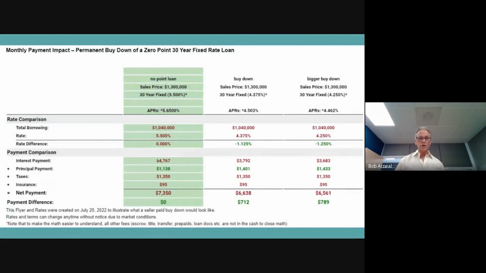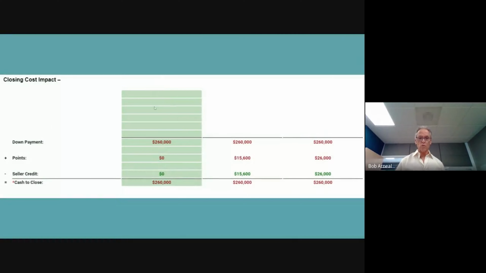So I want you to note this is column one, column two, column three. Now when you go down, there's column one, column two, column three, just so we keep the math straight. So this is column one, 5.5% interest rate. They're putting $260,000 down. Relative to points, they pay nothing to get the 5.5. So now move over to this one, $15,600.